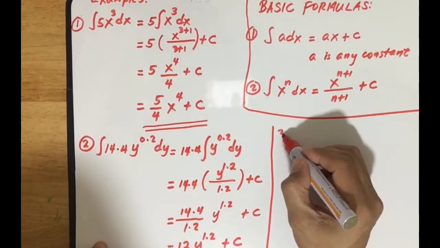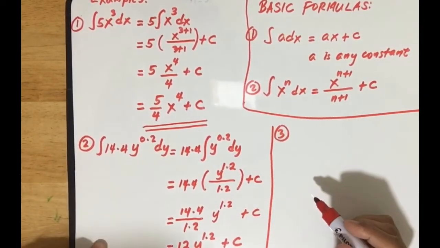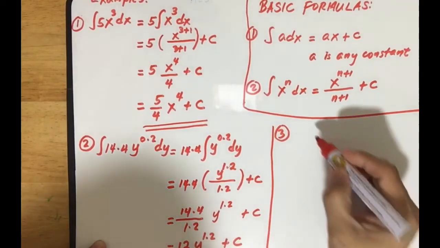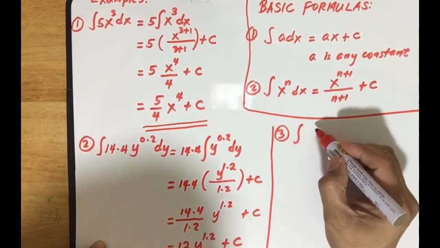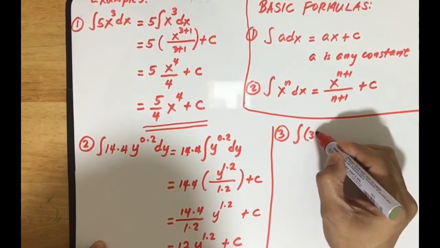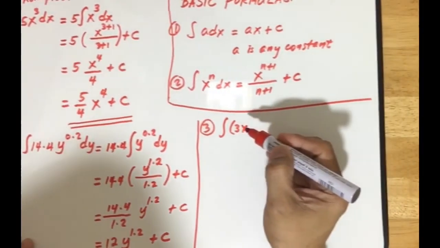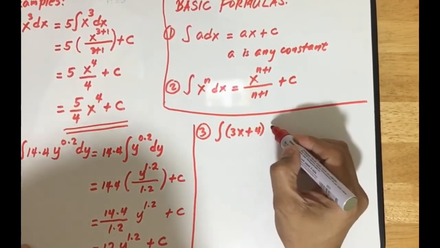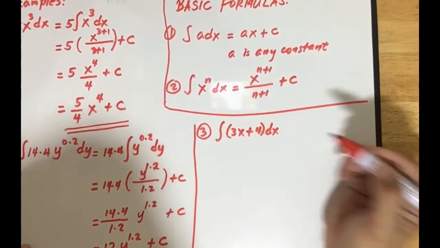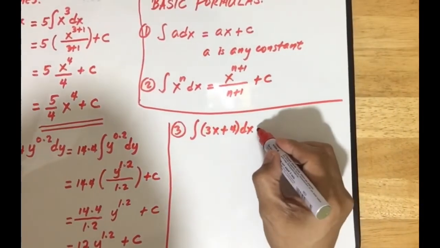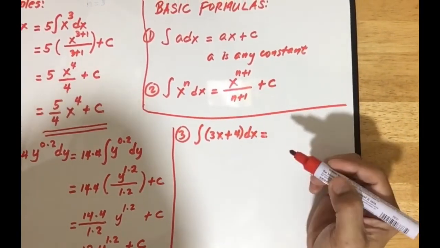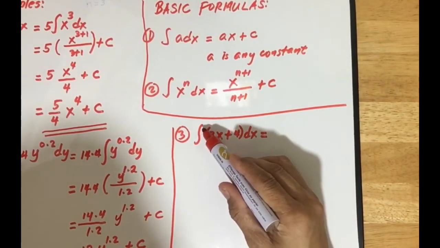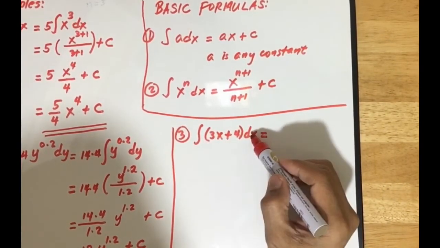Then example number 3. If you have the integral of the quantity 3x plus 4 times dx, the technique here, class, is that you just distribute the integral sign to each term, and also the dx.